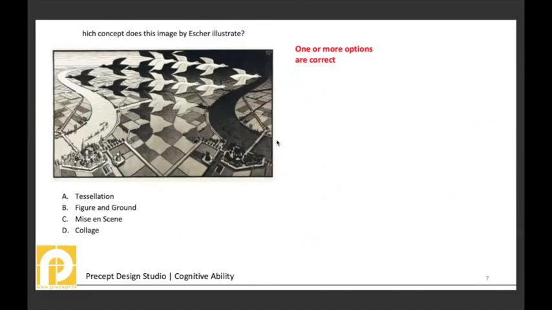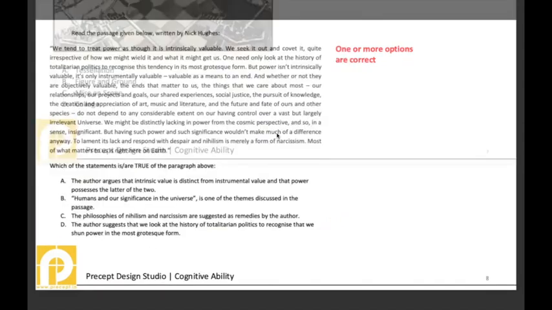Which of the concepts does this image by Escher illustrate? This is a very beautiful painting by Escher. It illustrates 2 concepts here, tessellation and figure ground. A and B are correct here. We'll move to the next one.